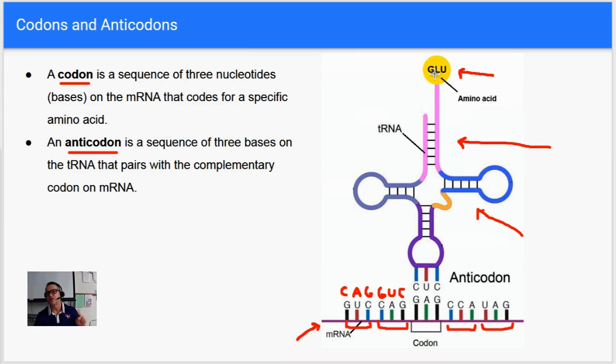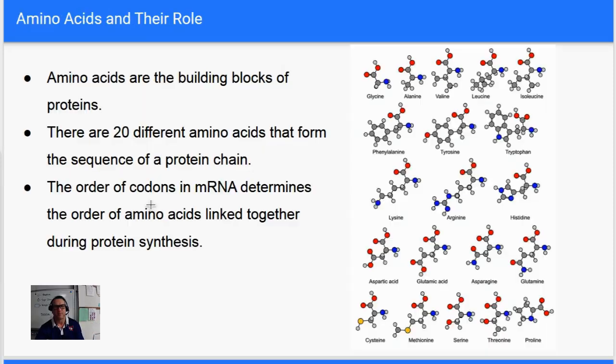So every time there's a glutamic acid on top, it's always going to have the anticodon of CUC on the bottom. So codons, sequence of 3 bases or 3 nucleotides on an mRNA. Anticodons, a sequence of 3 bases or 3 nucleotides on the bottom of a tRNA.